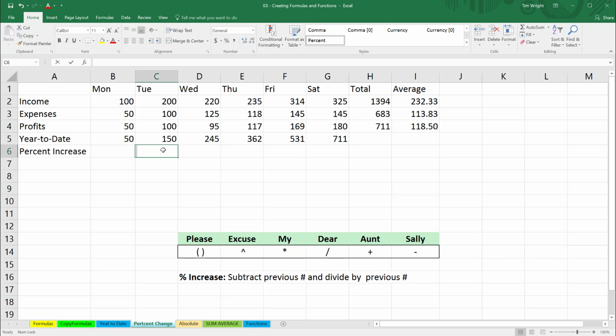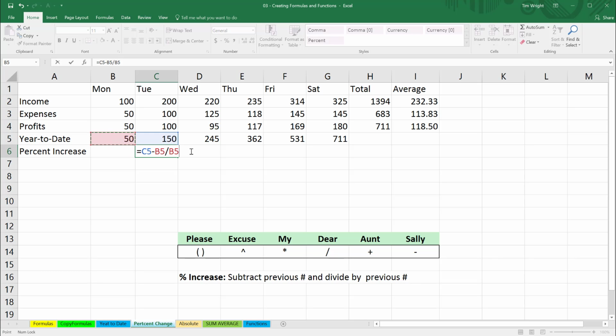And I'm going to say equals the current amount, subtract the amount before that we're changing from, and now we divide also from the earlier amount. So C5 minus B5 divided by B5. And that gives us the percentage change.